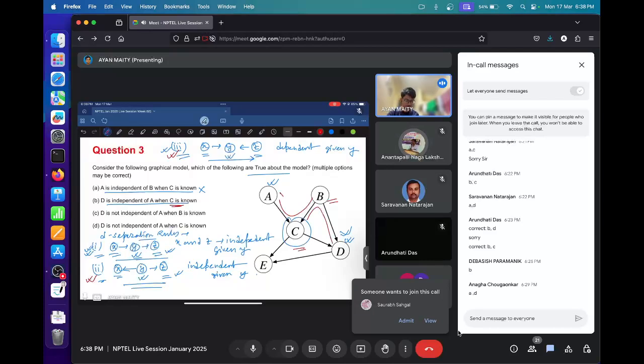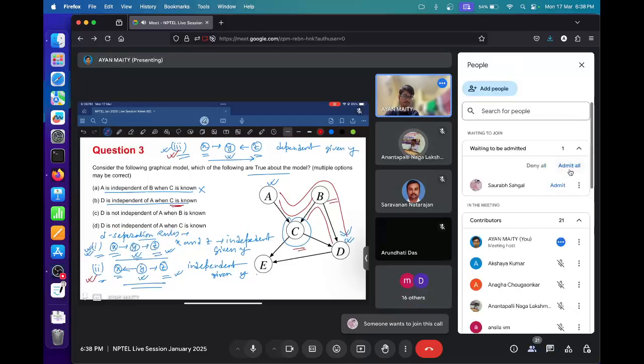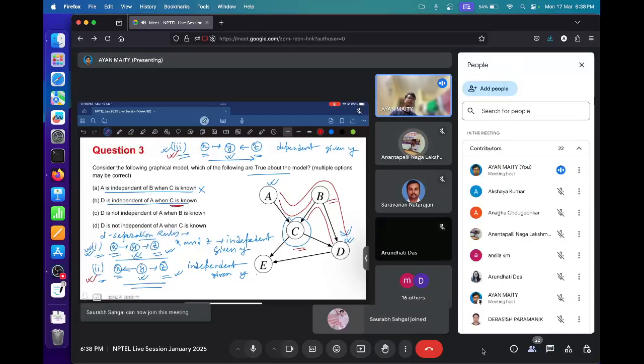So it basically means this whole path ACBD is not blocked anywhere. If we can find one path from A to D that is not blocked, A and D are dependent on each other. So we have found this path which is not blocked. A, C, B, D, this path is not blocked by any of the nodes. So A and D are not independent of each other.